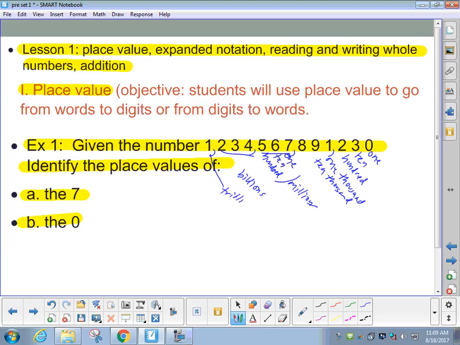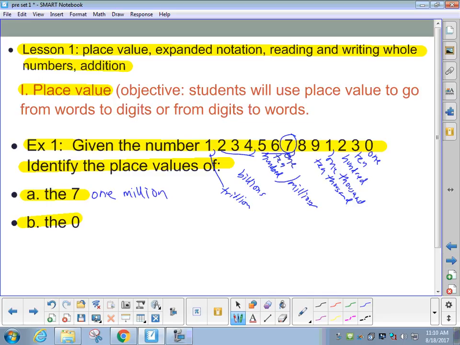All right. So with that said, answering the question, here's the 7. What place value does that 7 occupy? Yes, sir. The 1 million's place. The place value, it doesn't say what's the value of the 7, it's what's the place value. The place value is the 1 million's place.